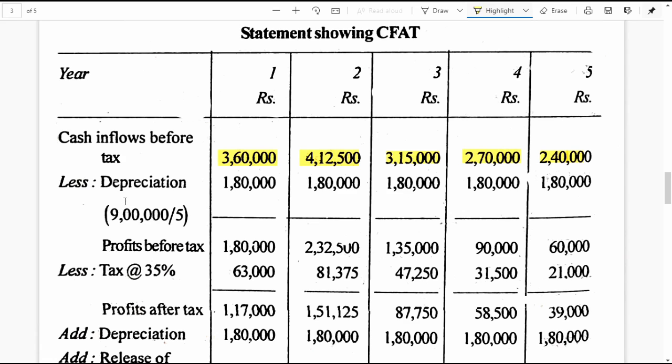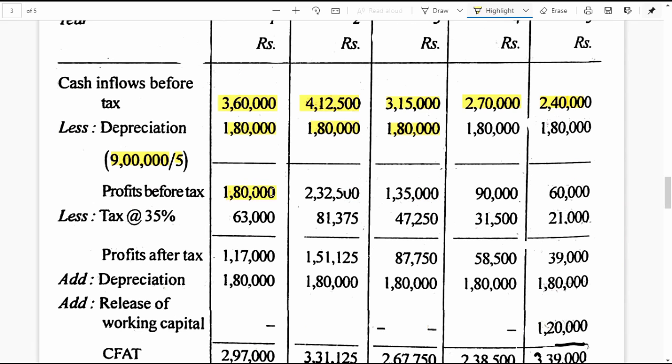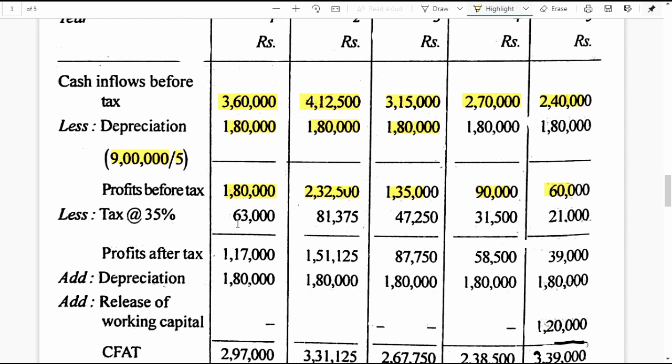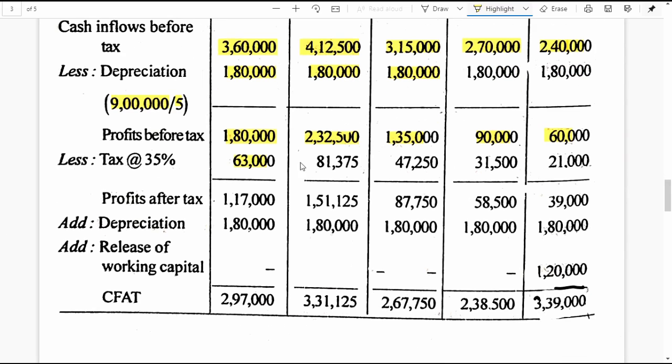From that we deduct depreciation. How depreciation is calculated? Depreciable value of the asset 9 lakh divided by lifetime 5 years. It gives us 1,80,000 rupees depreciation per annum. That is subtracted from every year's profit before depreciation. Then we calculate profit before tax for all the 5 years. Fine. Then from the profit before tax, we calculate tax at 35% and that is deducted here in this stage.